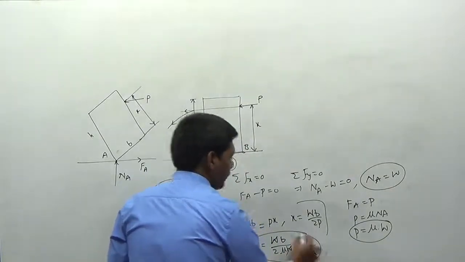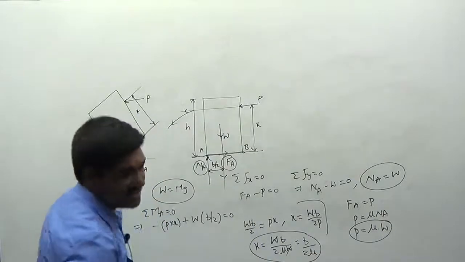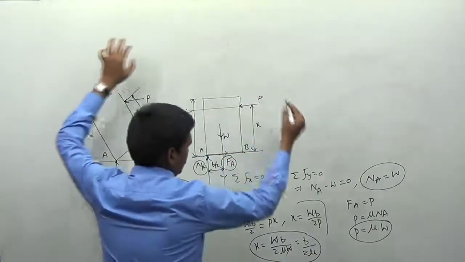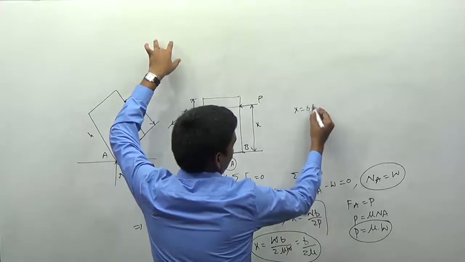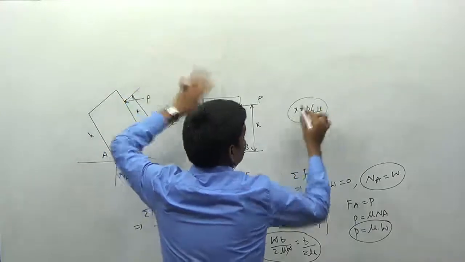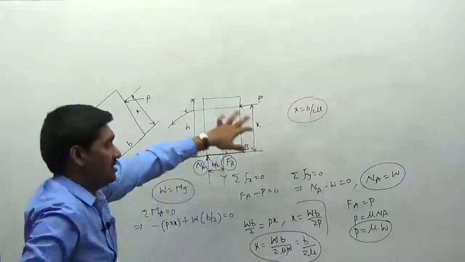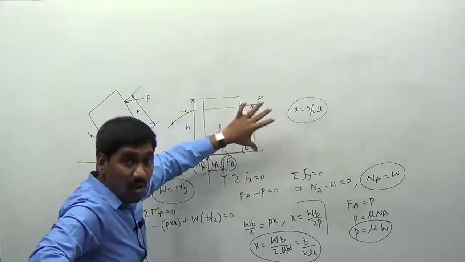This is a relation for the value of x. Therefore, x is equal to B divided by 2 mu. This is a relation here: x is equal to B by 2 mu. And this is the distance. Very important point I am going to say. This is the distance at which the block tips over.